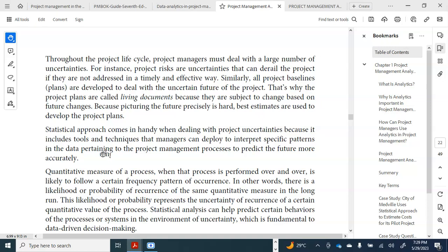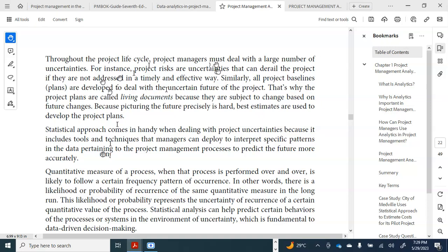So throughout the project's life cycle, the project manager must deal with a large number of uncertainties. You see that there are a large number of uncertainties. For instance, project risks are uncertainties. I just mentioned that they are uncertainties that can derail the project if they are not addressed in a timely and effective way.